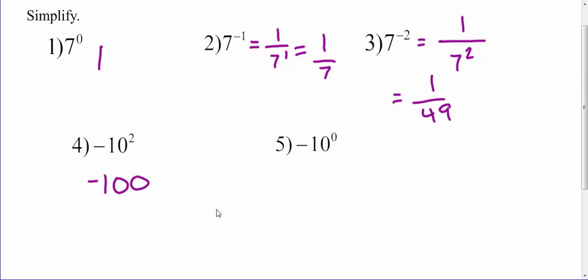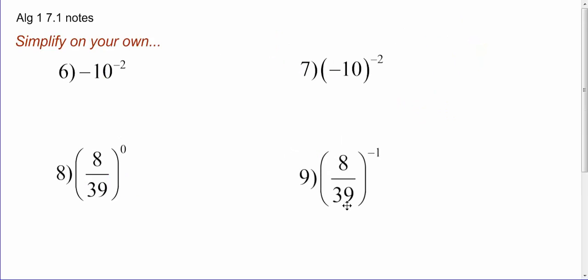Keep in mind that's different than a negative 10 quantity squared, which you'll see problems like that in just a moment. Same consideration here, negative 10 to the 0. The negative, we just keep it separate. 10 to the 0 is 1, so this is exactly negative 1. All right, so why don't you guys give these four a shot, pause the video, and then compare your answers to mine after you have them done.